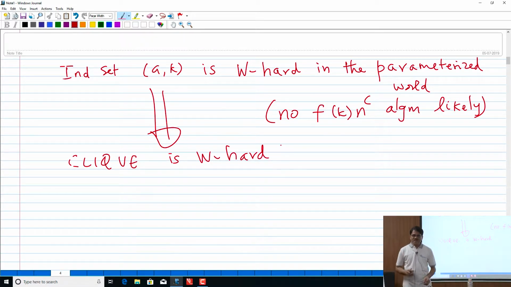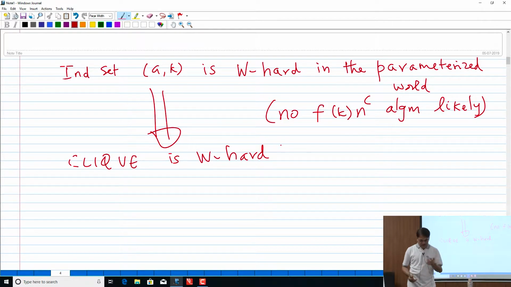And when I say W hard, you should also remember that it is for this parameter. The parameter is the solution size. I am looking for a k-sized solution, a k-sized independent set or k-sized clique in my graph, and that is what is hard. You may change the parameter and do something else, and then the problem might become easier. So, when we say W hard, it is for this parameter.